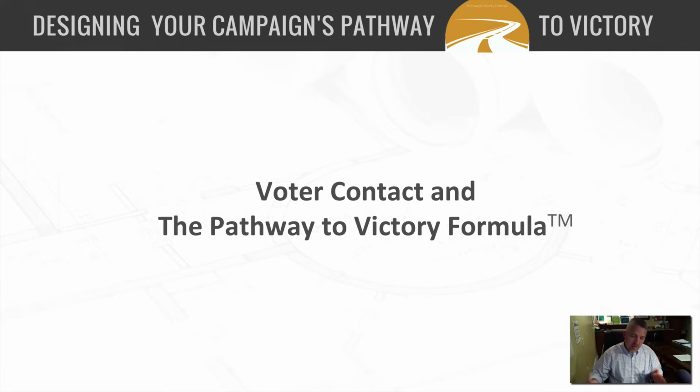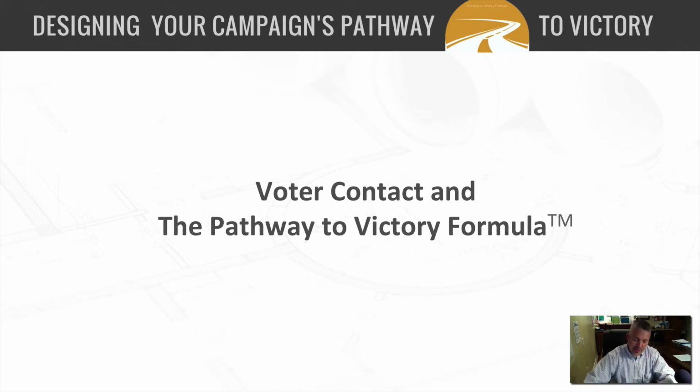And so voter contact is a process of moving a group of targeted voters through what we call a 4-step process to ultimately winning. Usually it's 50% plus 1 on election day. The strategic process we use to achieve that is called the Pathway to Victory formula. That's something that we've designed in our practice to help candidates and campaigns really maximize voter contact principles.